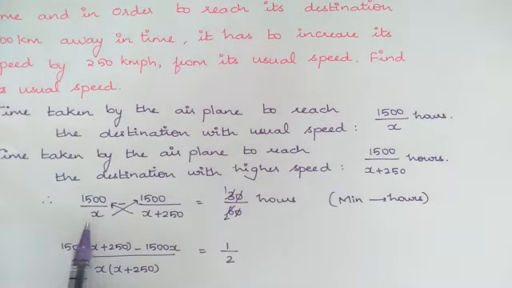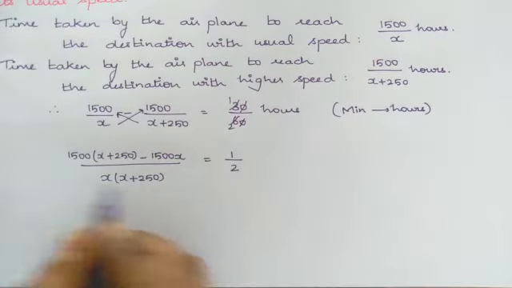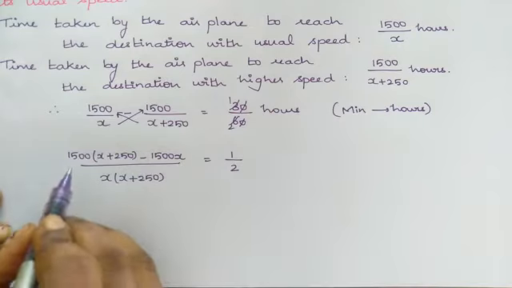The common denominator x into x plus 250. Then we have done the cross multiplication. 30 by 60 is simplified as 1 by 2. Right. Now let's apply the distributive law and we'll simplify here.